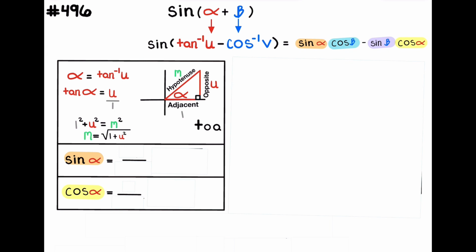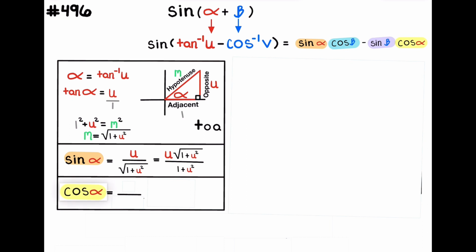Now that we know the hypotenuse, we can find the answer to sine of alpha. SOHCAHTOA. Sine is opposite over hypotenuse. So this is u over the square root of 1 plus u squared. To rationalize, in other words, get rid of the root in the denominator, let's multiply the top and bottom of this fraction by the square root of 1 plus u squared, which results in this.